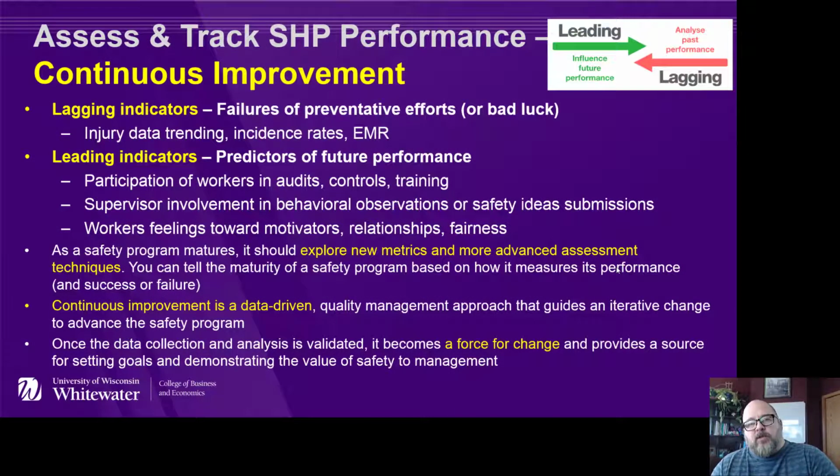So with continuous improvement, I probably shouldn't have kept this on. There are leading and lagging indicators. Primarily, like when I talked about incidence rates, those are lagging indicators. It's just a measure of what happened in the past.